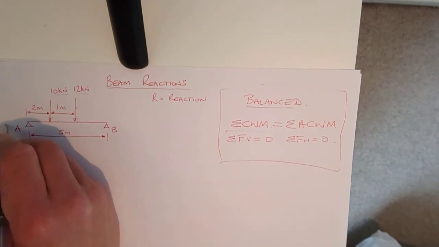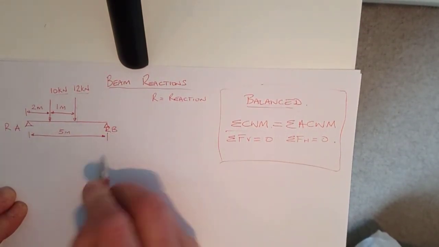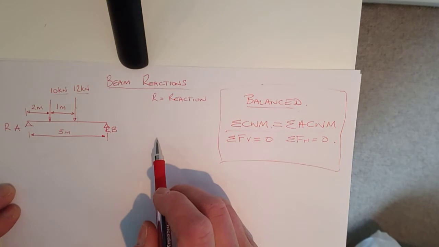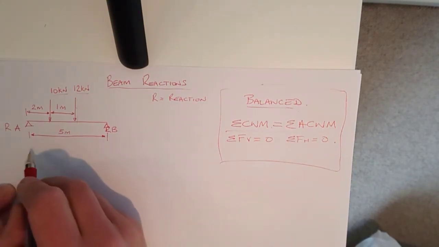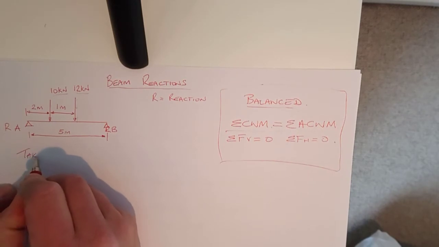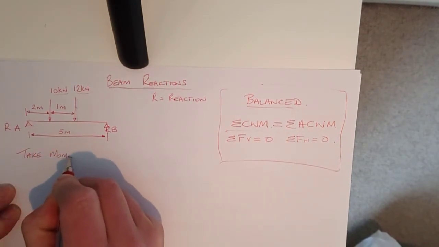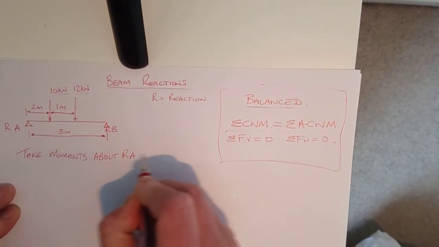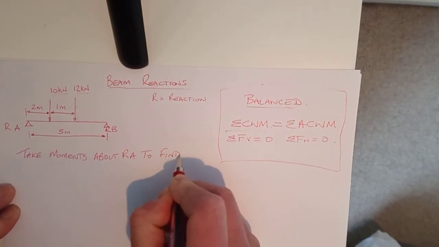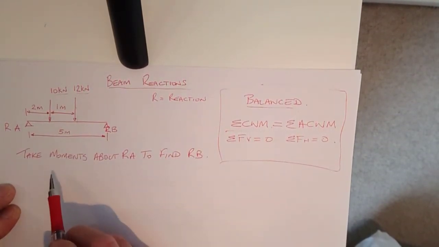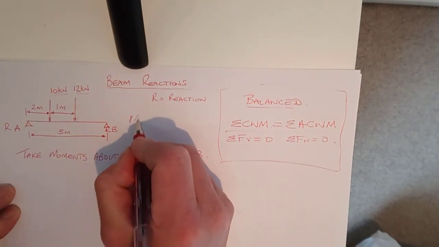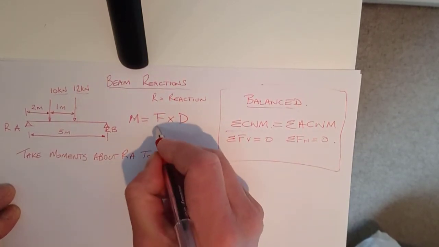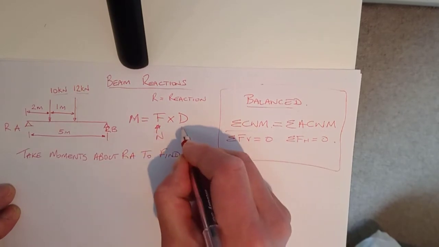So if I write in here RA and RB, it's just our reaction forces that we're looking for. The beam is 5 meters long. So what we're going to do is take moments. Usually it'll be stated in the question, take moments about RA to find RB. So remember a moment is just force times distance. Force is measured in newtons, distance is measured in meters.